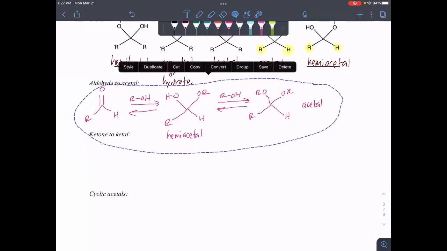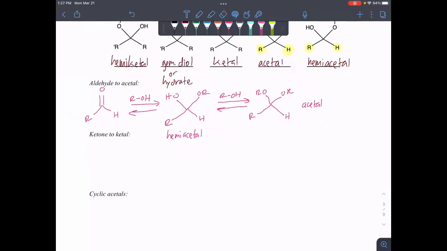Now, if there was only one equivalent, it would just stop with the hemiacetal. I think so. I don't know how that's going to work actually. I think it's multiple choice, so use your best judgment.